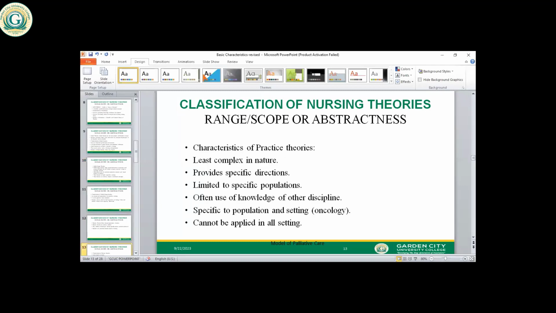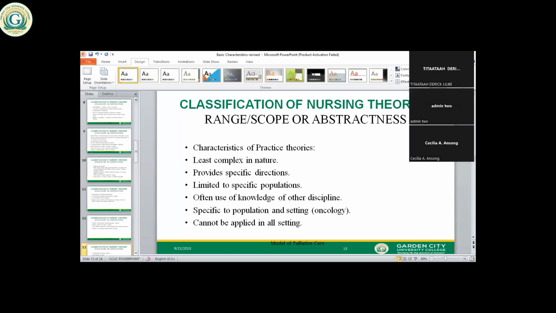So we are going to continue with the next classification. We have the characteristics of the practice theories. They are the least complex in nature. So to help address your question again, let's look at the last but one characteristic. It states that practice theory is specific to population and then setting. An example is theories that are applicable to the oncology department. Practice theories cannot be applied in all settings because they are specific to a particular setting.